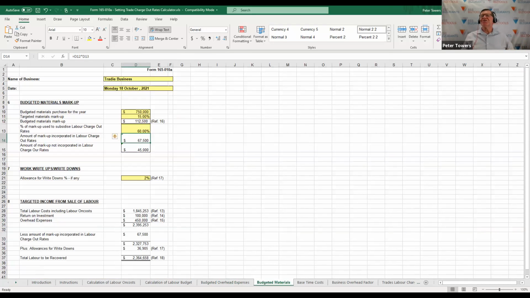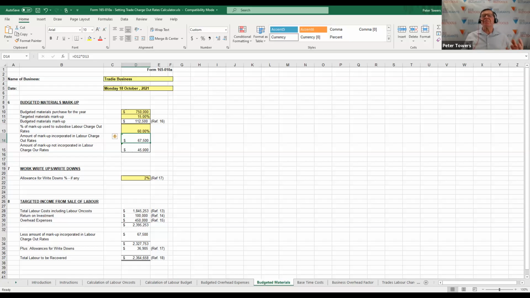We then look at the budgeted materials. Now, this business said that they're going to direct purchase $750,000 worth of products during the year. Their targeted markup percentage is 15. Obviously, they can change that. So the markup dollar figure is 112,500.